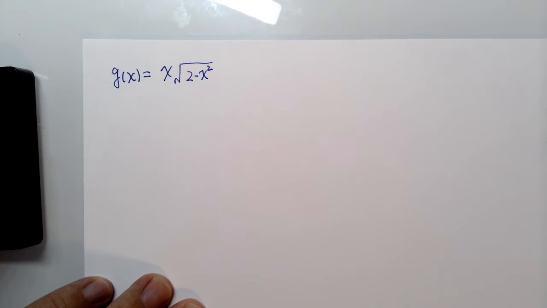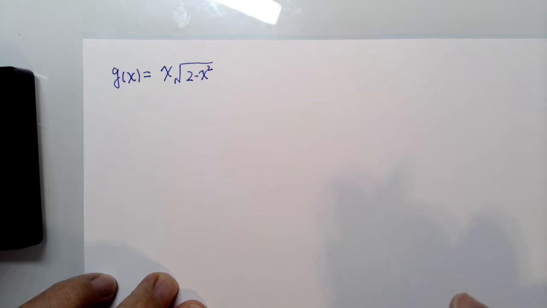Okay, so now let us look at this problem. g of x equals x times square root of 2 minus x squared. We have two questions. The first one is find the open intervals on which the function is increasing and decreasing, and two, identify the function's local and absolute extreme values, if any.